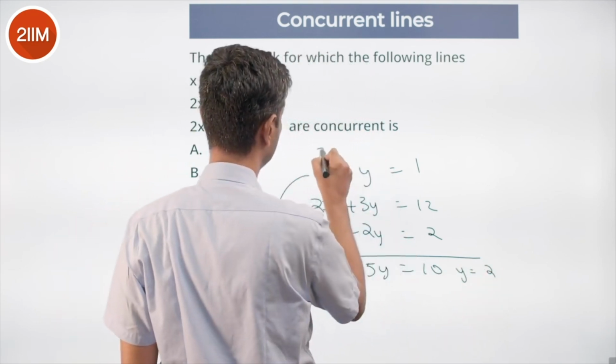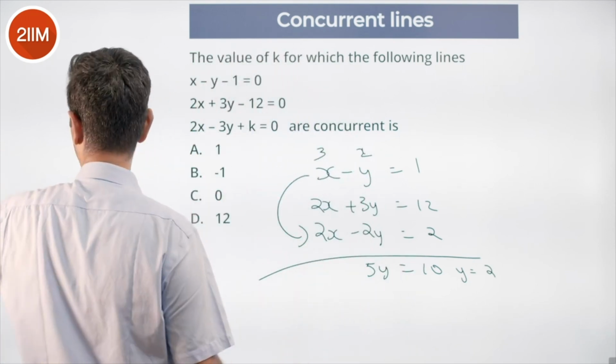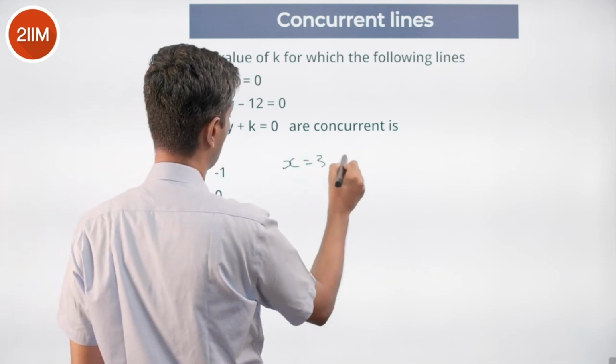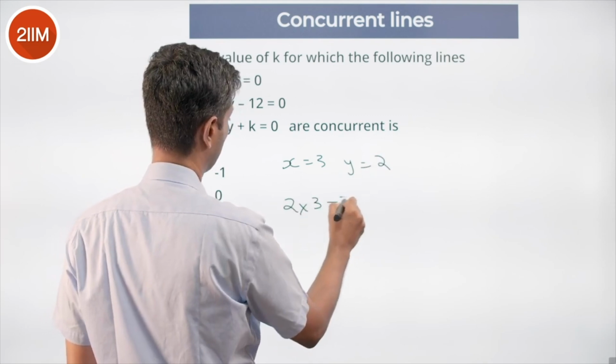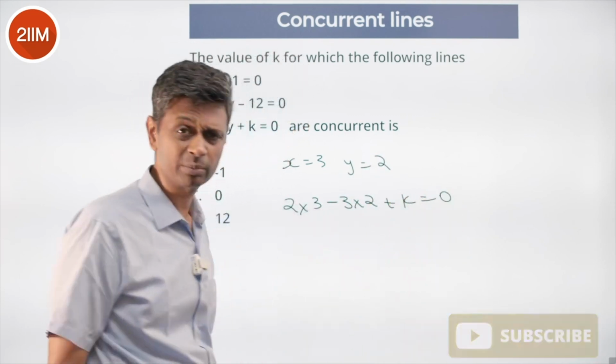This is 2. This is 3. X is 3, y is 2. Substitute that here. It should be satisfied. X is 3, y is 2. What do we get? 2 into 3 minus 3 into 2 plus k is equal to 0. 6 minus 6 plus k equals 0.